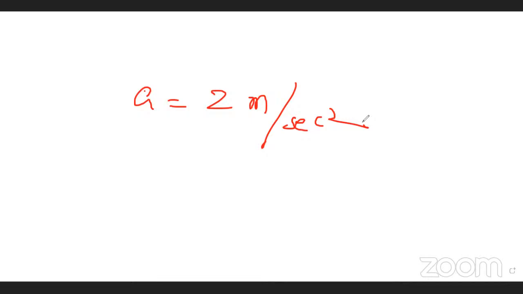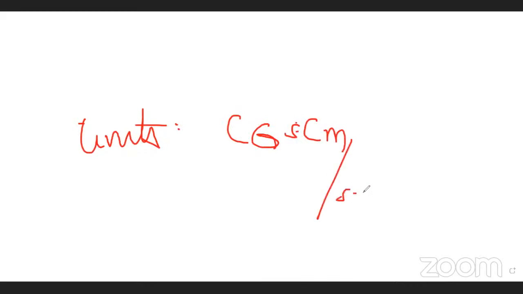Then what are the MKS and CGS units? MKS unit is meter per second square. CGS unit is centimeter per second square.